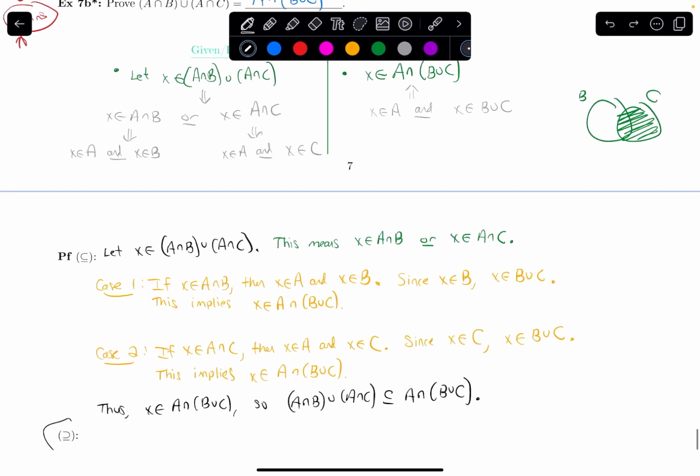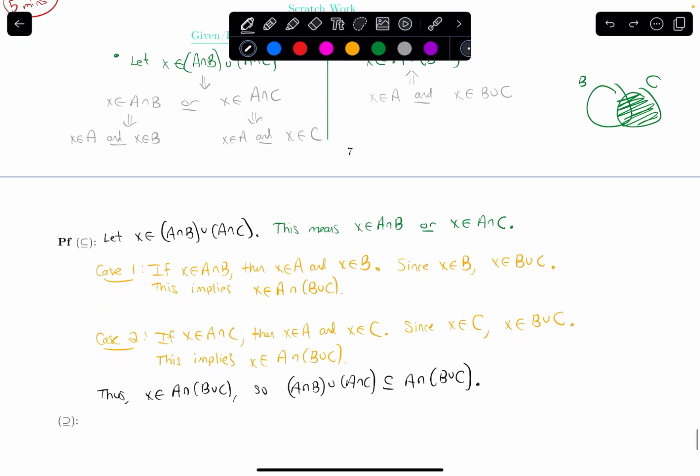The other direction I'm going to leave for you all as a practice problem. So this is actually going to be something that's on the homework, because I think it is really important for you to get opportunity to really practice and try this.